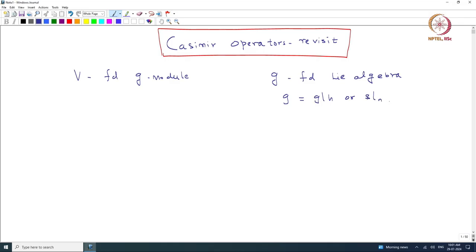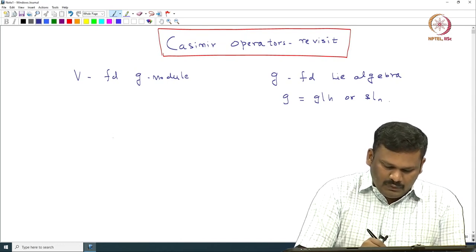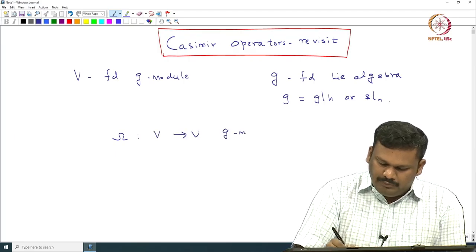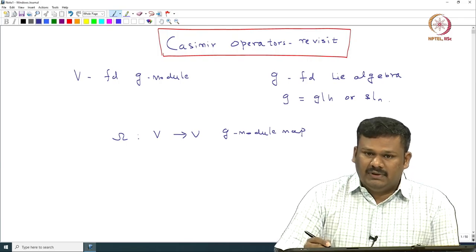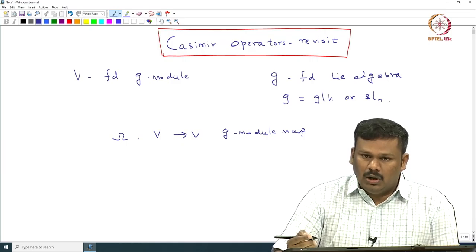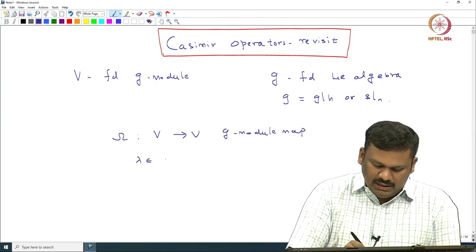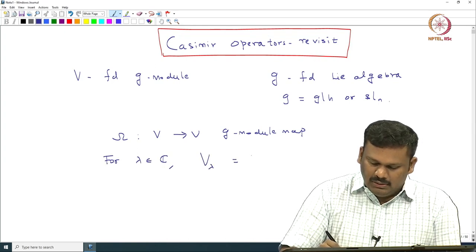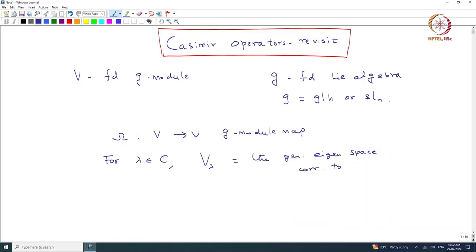Now if we have a finite dimensional G module, and we take any G module homomorphism from V to V, let us call it omega, so it is a G module map. Then we observe that this omega commutes with the action of G. Because of that, if we take any generalized eigenspace of omega, that is going to commute with the action of G. Sorry, that becomes a G submodule. So given any lambda in C, let us take V_lambda to be the generalized eigenspace corresponding to lambda for the operator omega. Then it is an easy exercise to prove that V_lambda is indeed a G submodule.